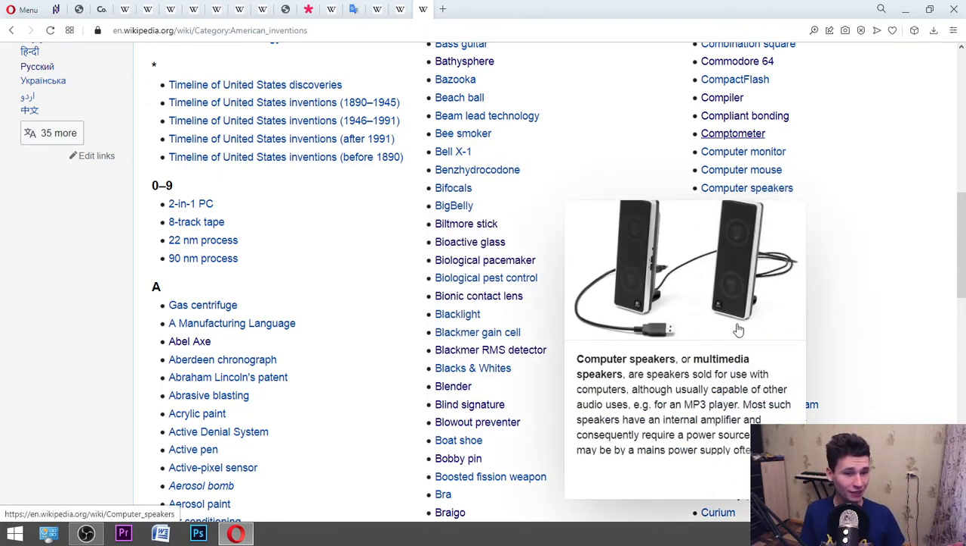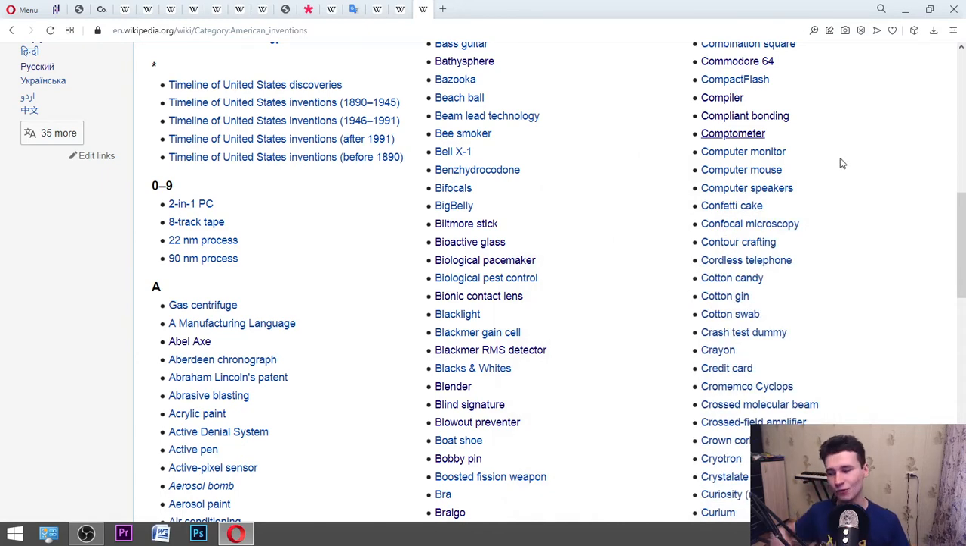Computer speakers, yes, everything related to computer was created, not everything, but most things that we know right now. Computer speakers were created in America. Or multimedia speakers are speakers sold for use with computers, also usually capable of other audio uses, for example for an MP3 player. Good, and we have some of the connectors of USB and also some of the jacks, mini jacks and things of this nature.